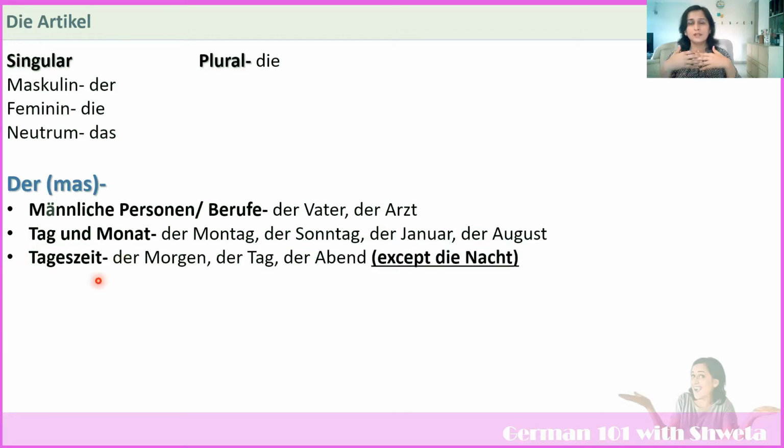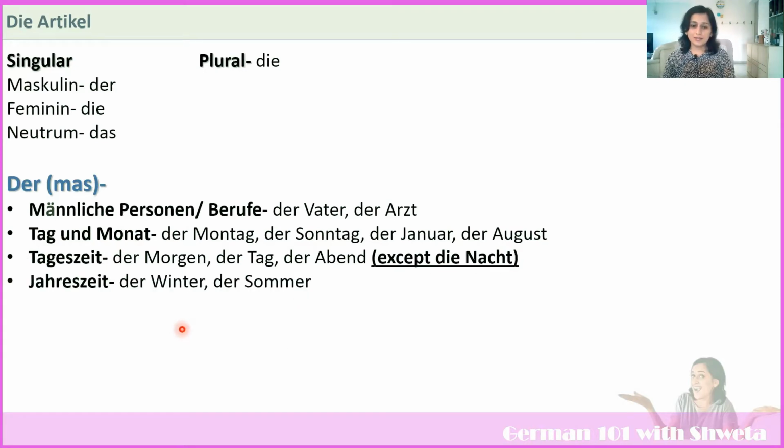Tageszeit means time of the day or different times of the day. Zum Beispiel der Morgen, morning, der Tag is day, der Abend, evening. Aber die Nacht, night. Nacht is a feminine noun. If you have seen my video on greetings, then you must have noticed that I said Guten Morgen, Guten Tag, Guten Abend und Gute Nacht, because the first three nouns are masculine nouns.